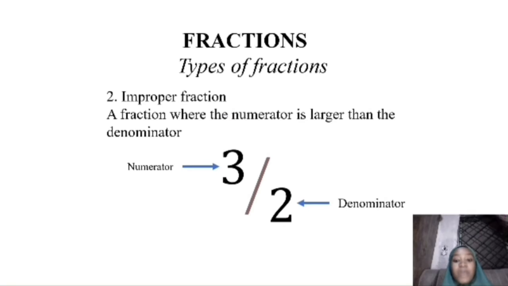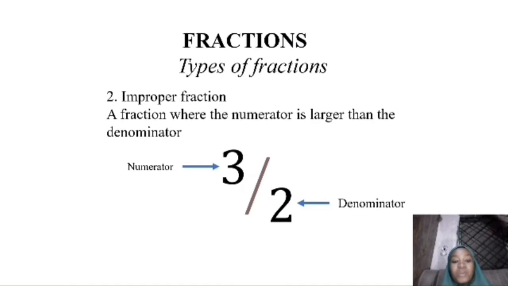The second type of fraction is the improper fraction, where the numerator is larger or bigger than the denominator. This is an example of an improper fraction. As we can see, 3 is bigger or larger than 2, and 3 is the numerator while 2 is the denominator.